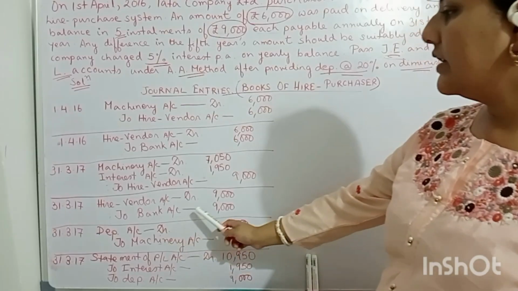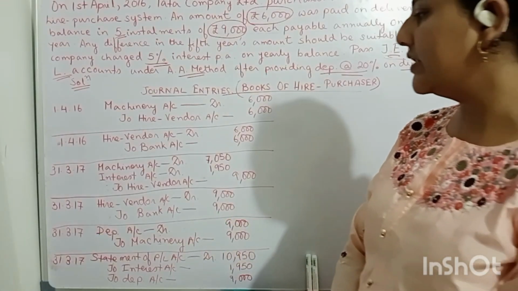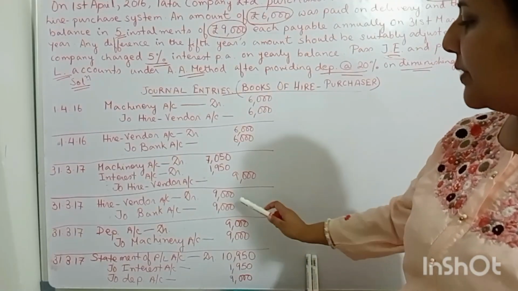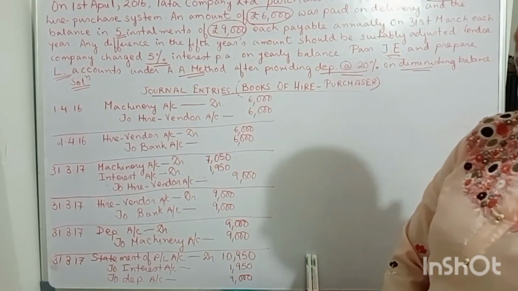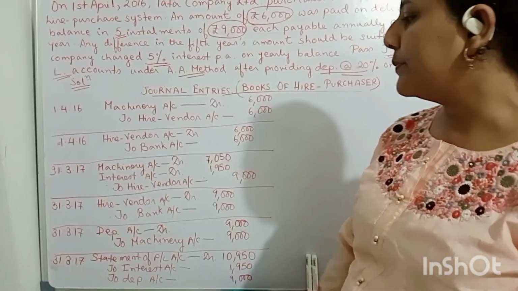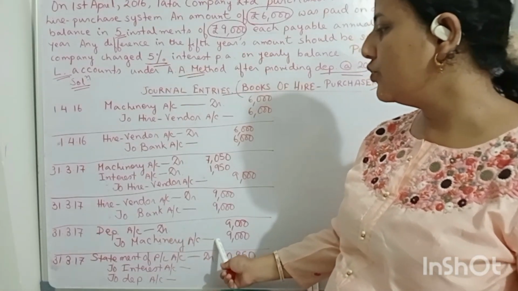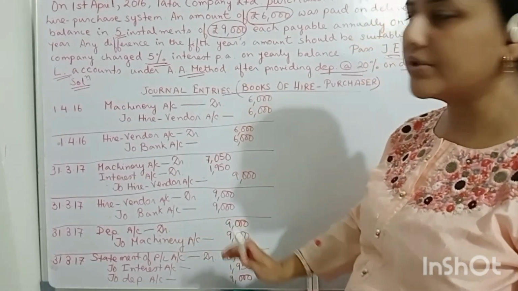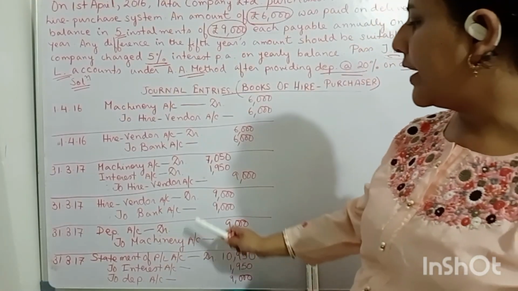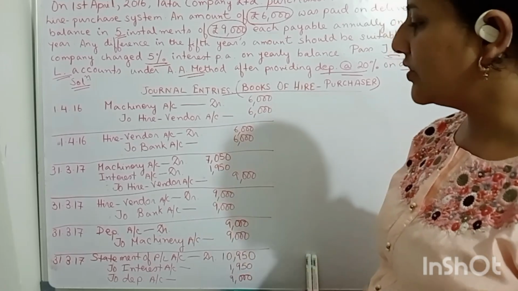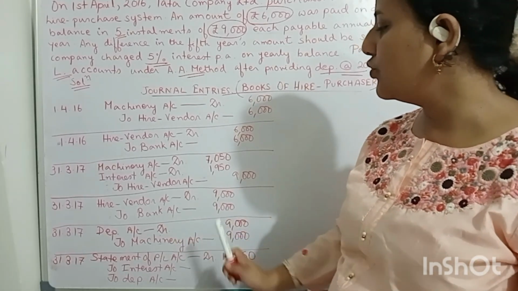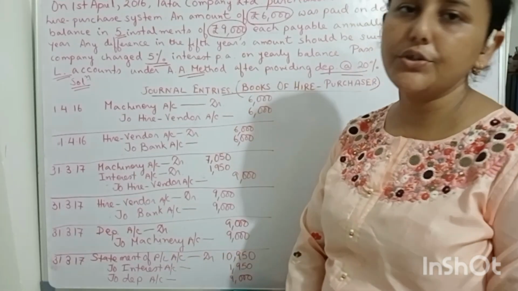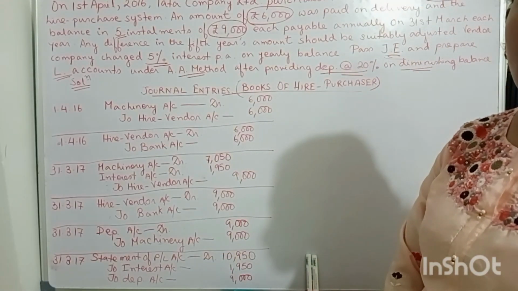Then for the year ending 31/3/2017, hire vendor account is debited to bank account because of the payment of installment. Then for charging of depreciation, depreciation account is debited to machinery account. These last three entries remain the same for a single year: hire vendor to bank for the payment of installment, depreciation account debited to machinery account, and this one for the transfer of interest and depreciation to statement of profit and loss account.